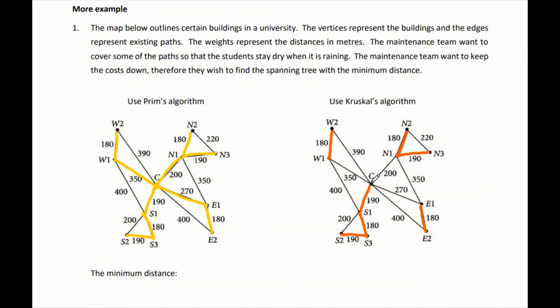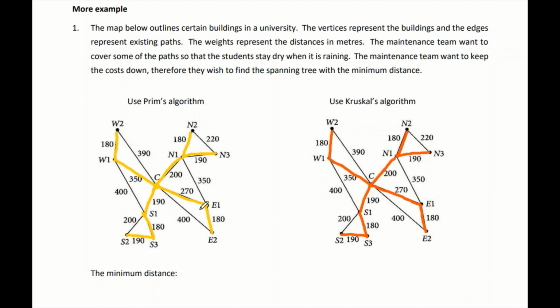The next one will be 200. Do I have 210? No. 220 here, but it's going to form a cycle. So the next shortest is going to be 270, because anything under that is more than 300. Then 350, 350, and those are the two shortest ones. But then you realize that this is going to give you a cycle. So here, no more cycle, so this is the one.